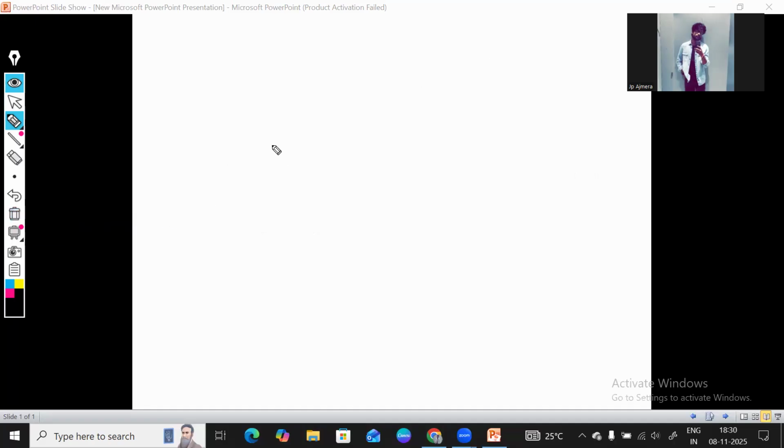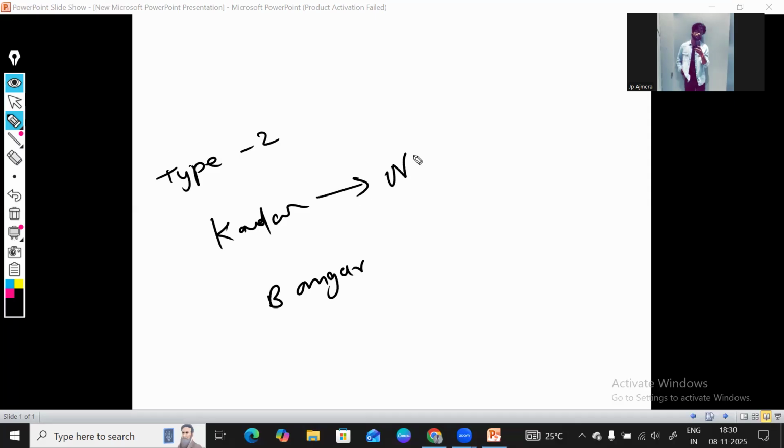Cool. There are two kinds of alluvial soil we have. Two types that you can simply refer to: one is Khadar, the second one is Bangar. There are two types of alluvial soil that are generally found in India. Khadar refers to the newly developed alluvial soil.